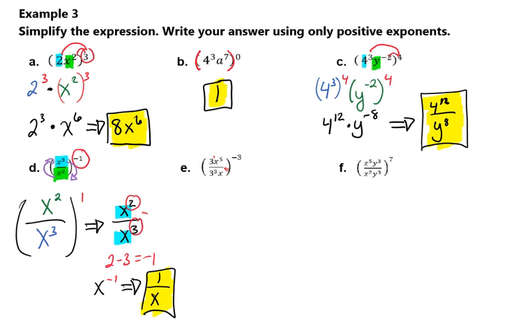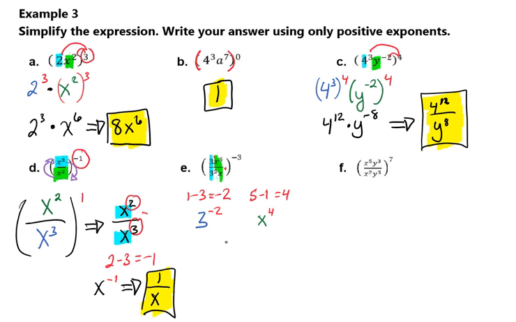So if we notice here, we have same bases with our 3's, and so we're going to be able to subtract the 1 and the 3. So we're going to take 1 minus 3, which is negative 2. So that's going to give us a 3 to the negative 2 power. And here we have our x's, and we're going to be able to subtract the 5 and the 1. So 5 minus 1 is a 4, and so we're going to have x to the fourth power.